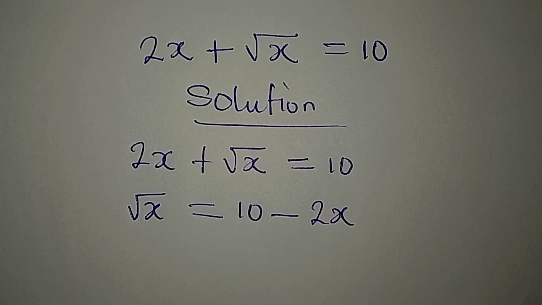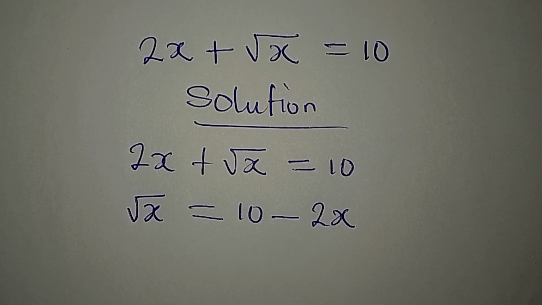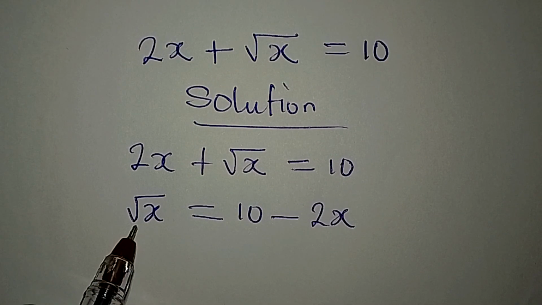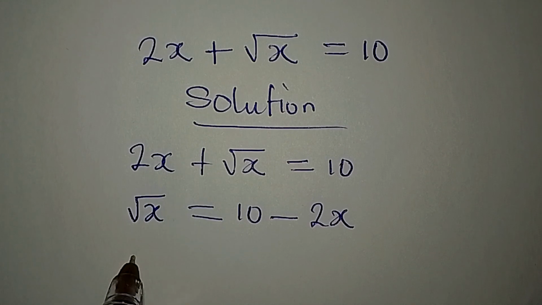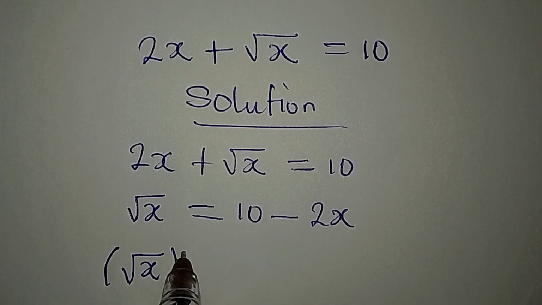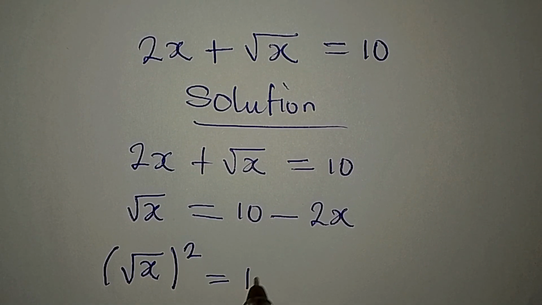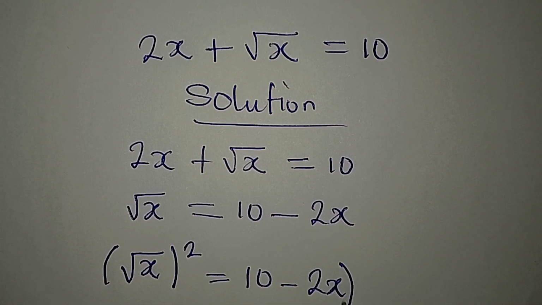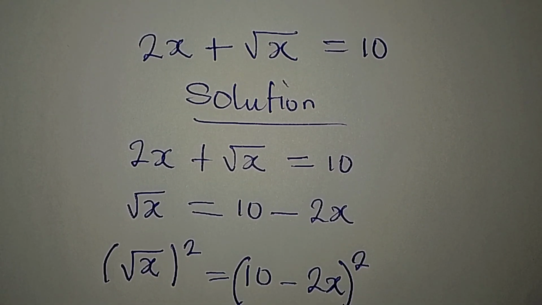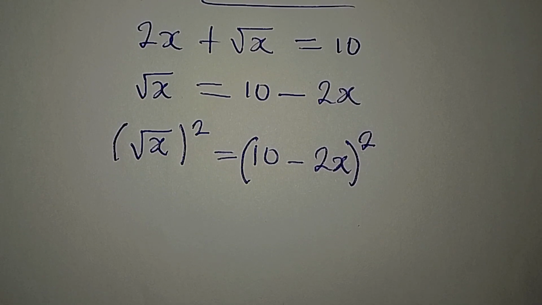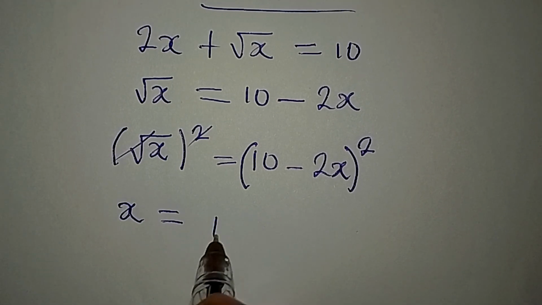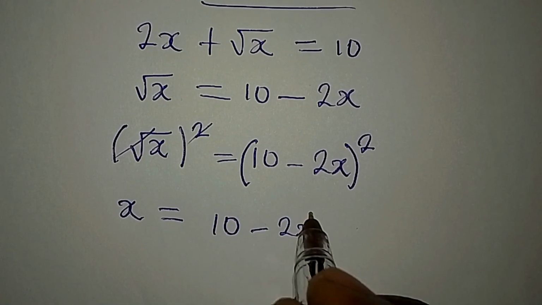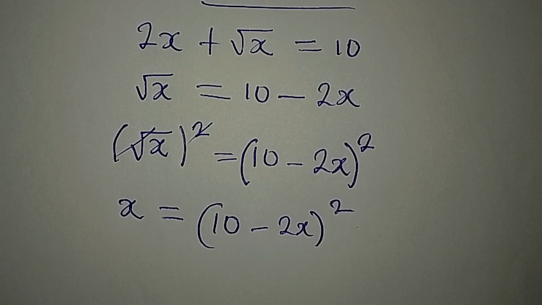And again, from here, the next thing we are going to do is making sure that this square root is eliminated, right? So to do that, we are going to have square root of x squared, and it will be equal to 10 minus 2x, and this will be squared as well, right? To continue with this, the root will be gone, so that x will now be equal to 10 minus 2x squared.